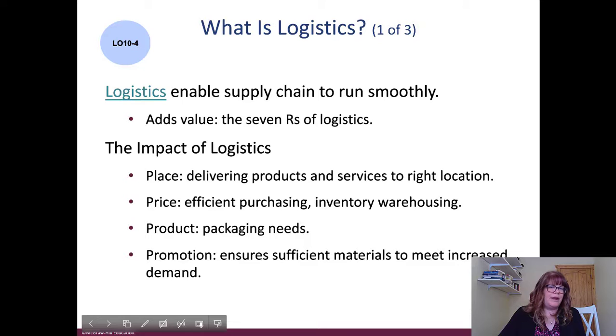And then what is logistics? Logistics enables supply chain to run smoothly. It adds value, the 7 R's of logistics. And then the impact of logistics on the place is delivering products and services to the right location, price, efficient purchasing, inventory warehousing, product packaging needs, and promotion ensures sufficient materials to meet increased demand.